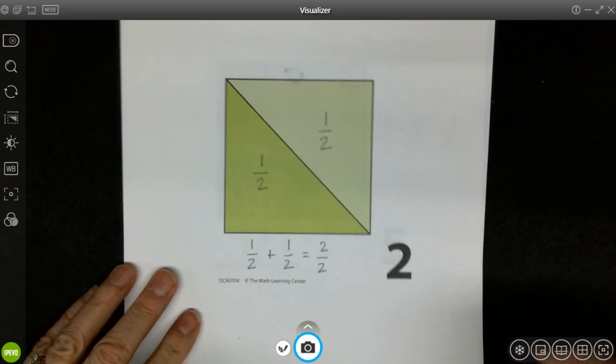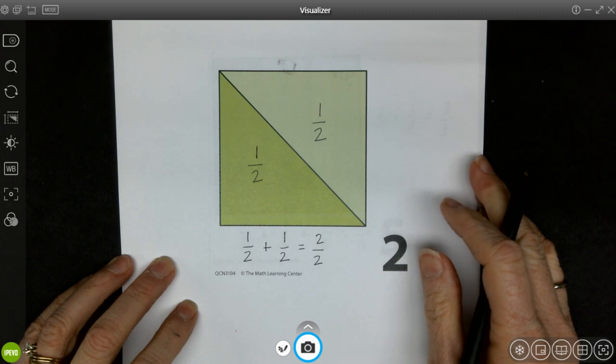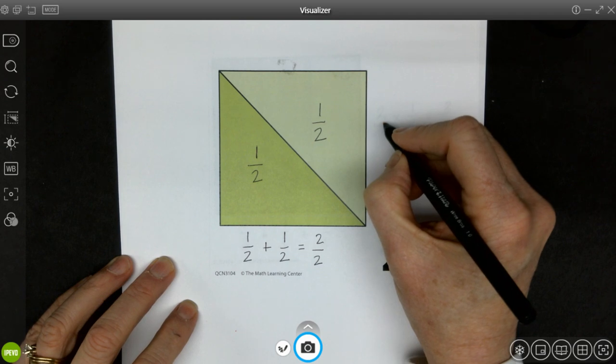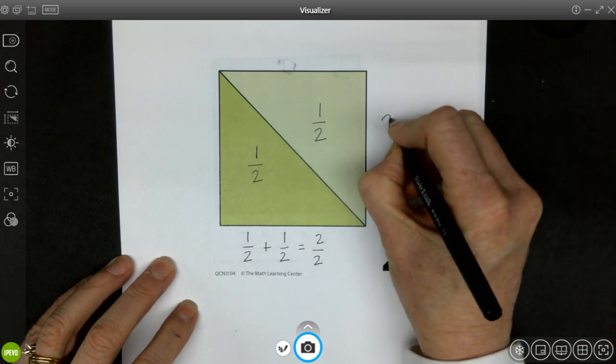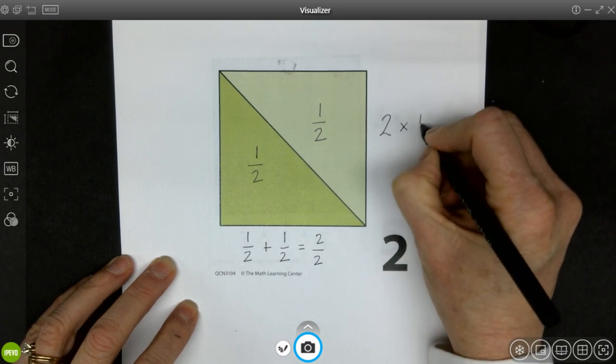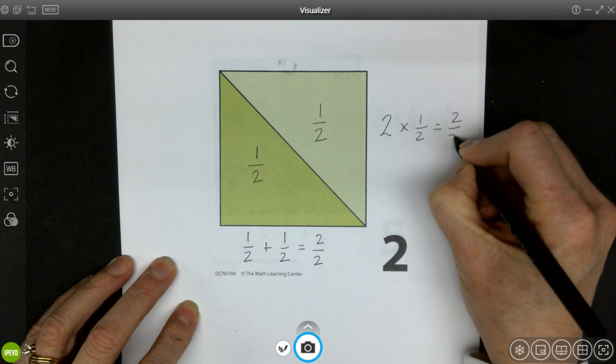And on this one, we could say, how could we write this as multiplication? Give it a try. Oh, how many groups or pieces do we have? 2. And we're referring to halves, and that would be 2/2.